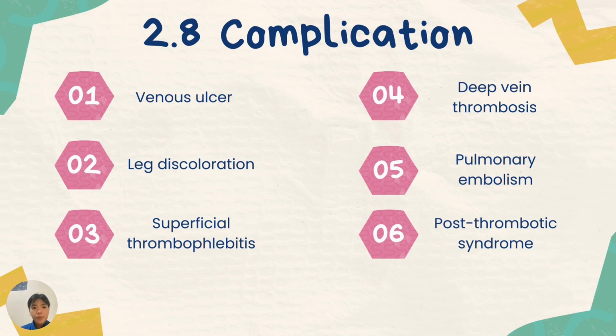When superficial thrombophlebitis occurs, it is often associated with deep vein thrombosis and pulmonary embolism. After DVT, up to 50% may develop post-thrombotic syndrome, and in addition, prolonged CVI can contribute to the development of lymphedema.